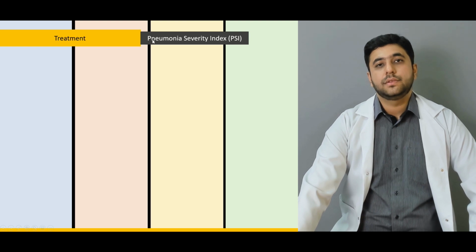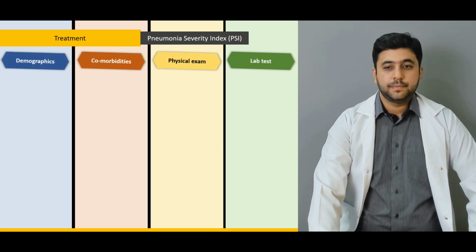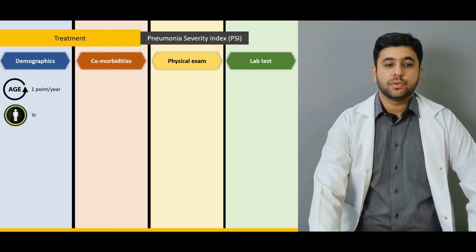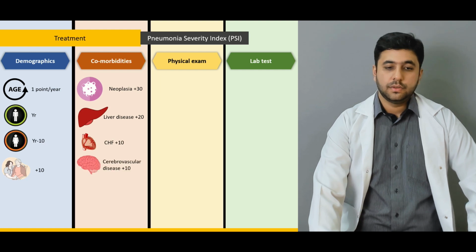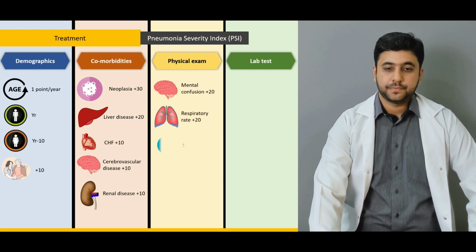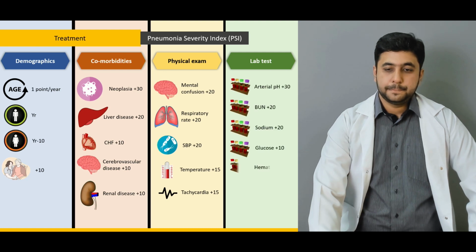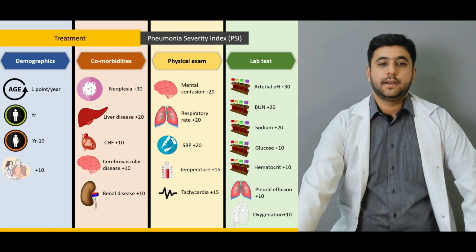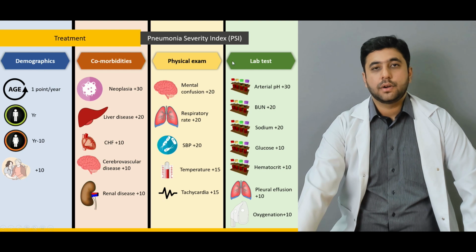To start off, we're going through the pneumonia severity index. In this pneumonia severity index, let me first put all the markers of this severity index on the slide so that you can compare all these severity indices, and then we are going to go through the different markers one by one. All right, let's start from here. You can see there are four different categories according to which we classify the patient: the demographics, comorbidities, the physical exam, and the lab tests.